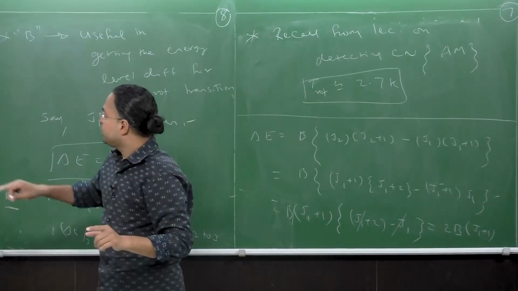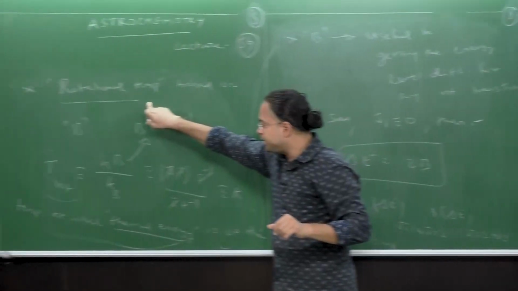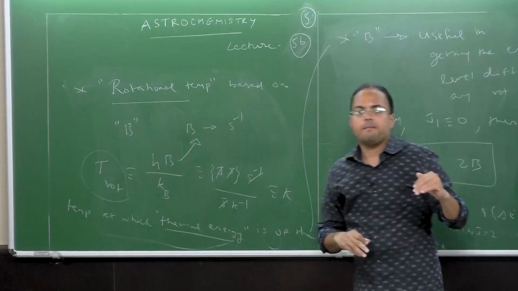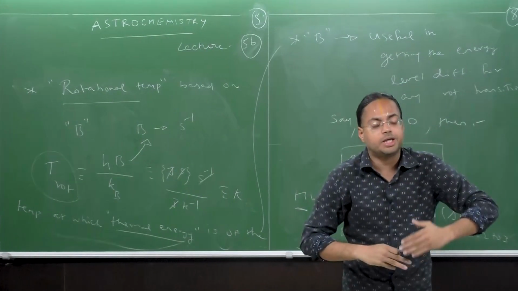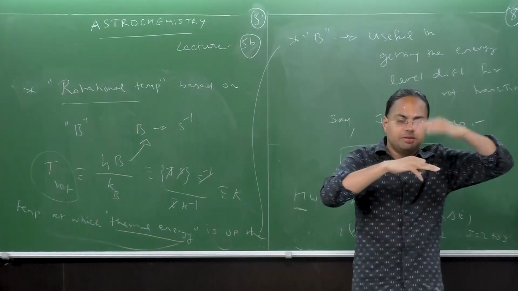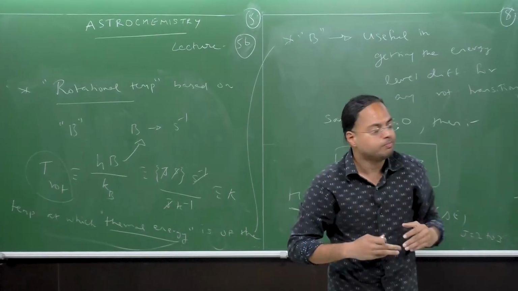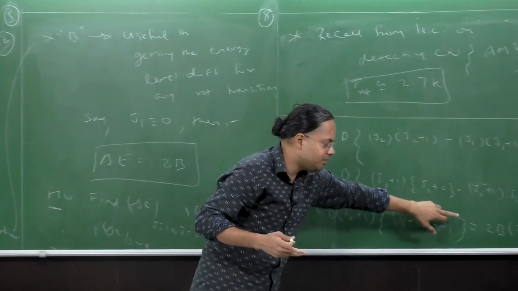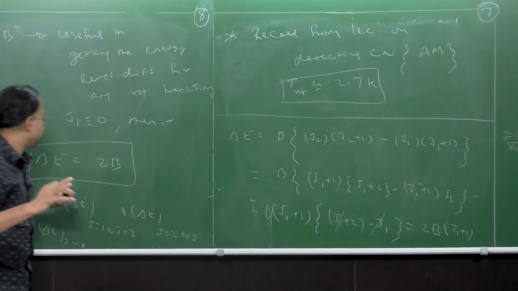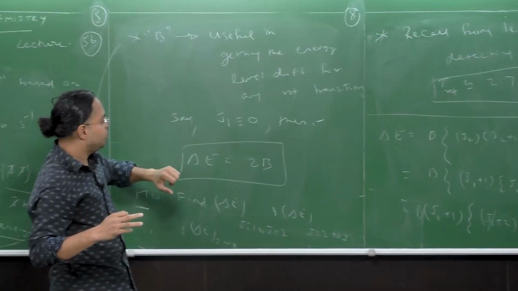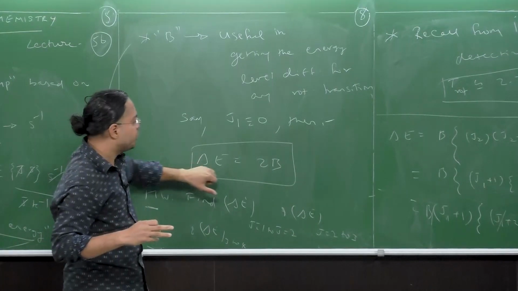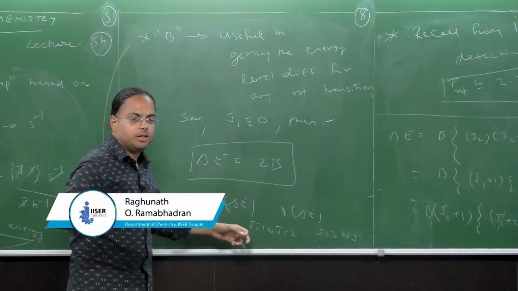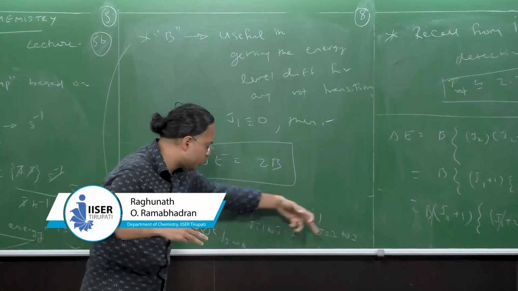Then I taught you about this concept of rotational temperature, wherein the T rotation is a measure of the thermal energy associated with the energy gaps between the various rotational states. Then we looked at an expression for delta E in terms of B. And I stopped by saying that when J1 equals 0, the expression for delta E is going to be 2B. And I gave you the homework of finding delta E when the transition happens from J1 equals 1 to 2, 2 to 3, 3 to 4, etc.